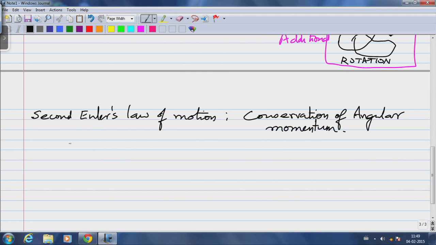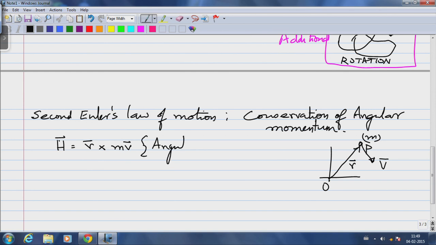So, how do I define angular momentum? Let us say if I have a point particle P, again at a point O, this point particle has some linear velocity v and a mass m, and if this r is the current position vector, the angular momentum is given by r crossed into mv. So, this is what is defined as the angular momentum of the particle.